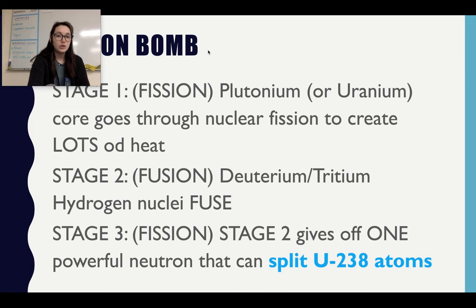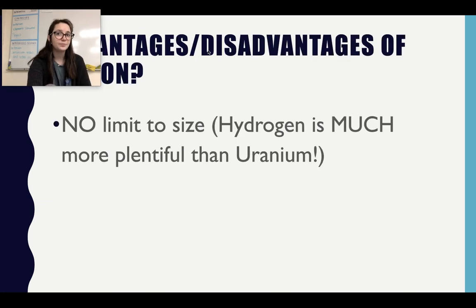Stage 3 is my fission part 2, where stage 2 gives off one powerful neutron, and that can split my U-238 atoms. Typically, I cannot split U-238. It just will take in whatever neutron comes at it. U-235 is where it separates. But in the fusion process, I have a neutron that's being released that is way more powerful, that can break my uranium-238. So that's the point of fusion: I get something more powerful out after my combination to split something that I could not in fission.